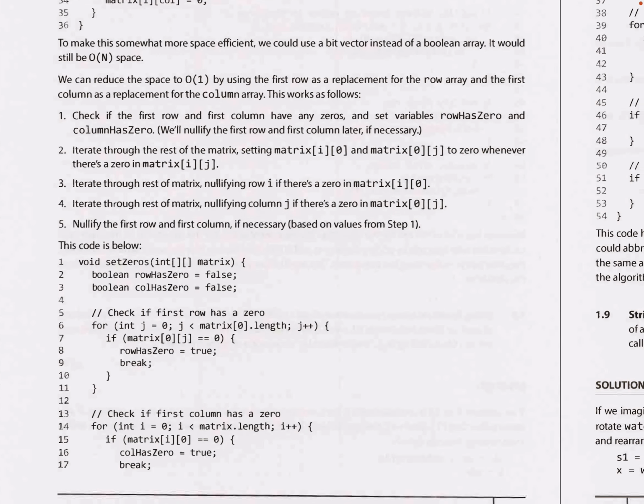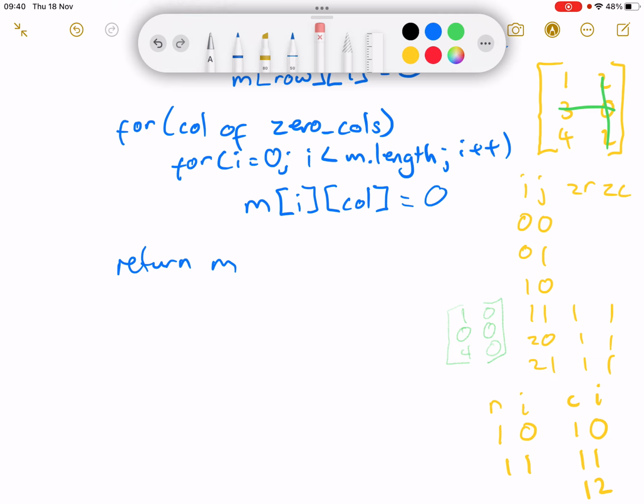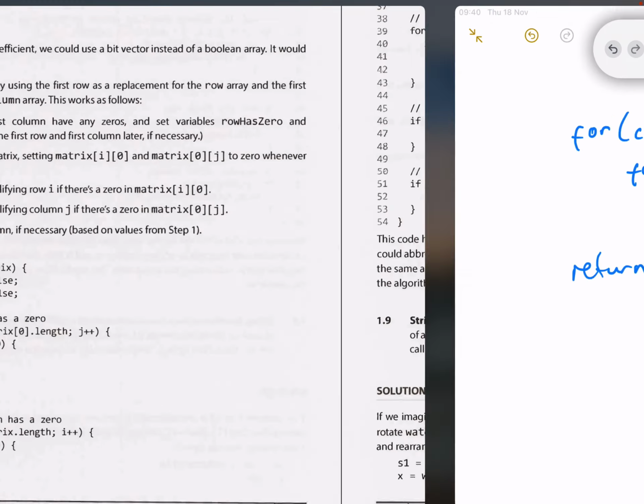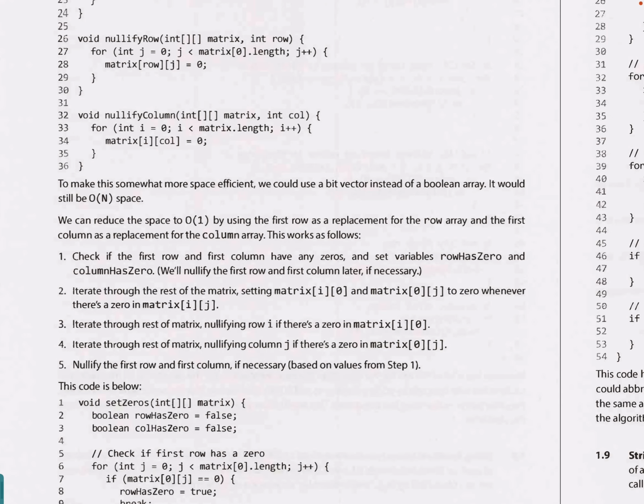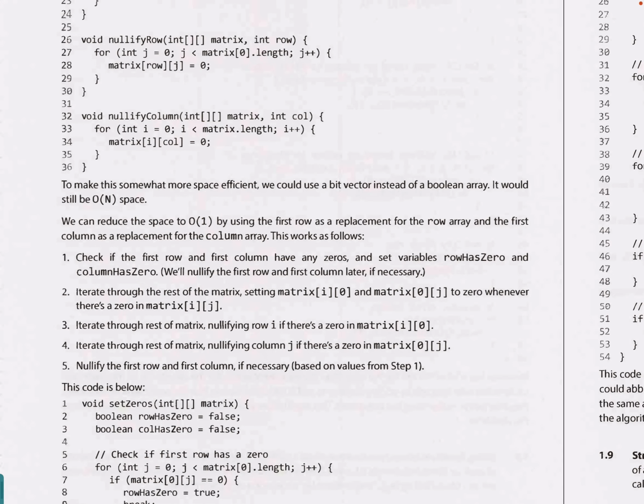So, okay, if I get them right, look at me trying to draw with an eraser. So 1, 2, 3, 0, and 4, 2, right? That was our example. So first we check if the first row and column have 0, and set the value row as 0, column as 0.